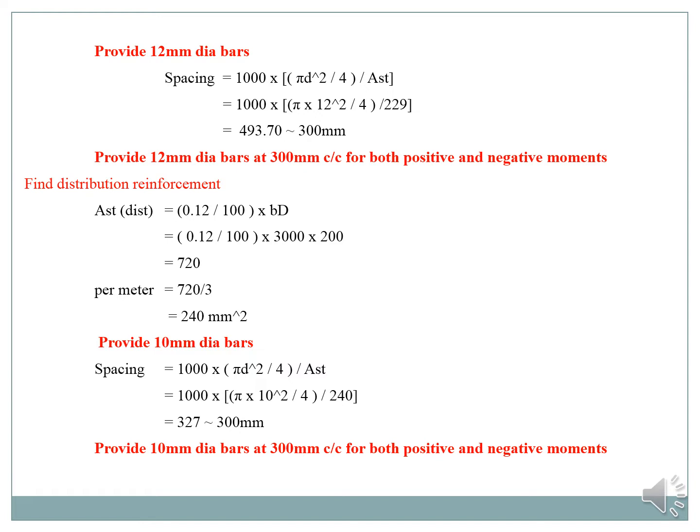So we can convert into per meter for this AST. So apply per meter is equal to 720 divided by 3. 3 is the width of the column strip, so is equal to 240 mm². So provide 10 mm dia bars. So we know the spacing formula, so apply the diameter values, d is equal to 10, then apply AST values also 240 mm². So you got 327 mm. So provide 10 mm dia bars at 300 mm center to center distance for both positive and negative moments.